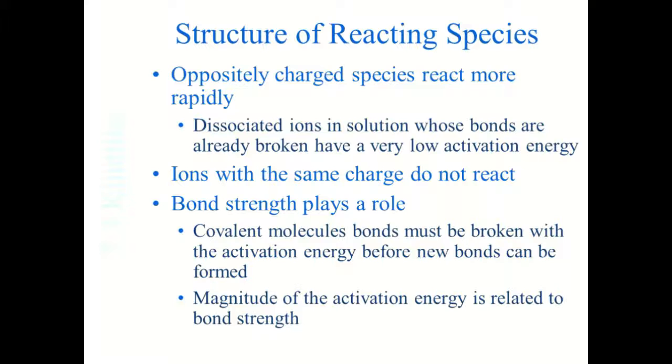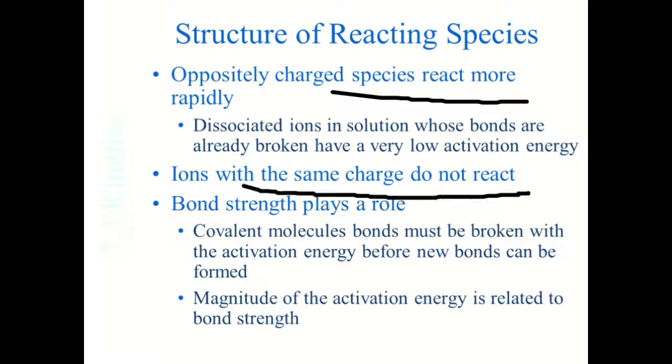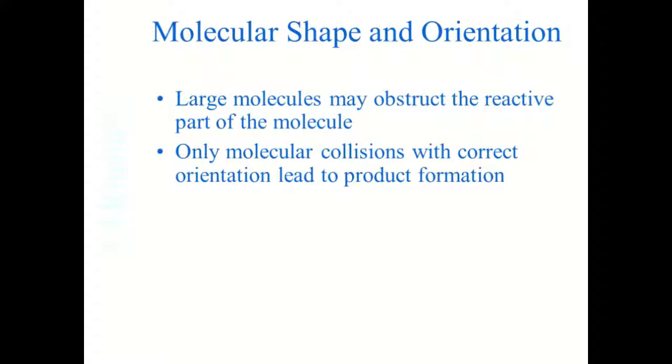Okay, structure of reacting species. Now let's go over each of these 6 states. Structure. What do we mean by structure? Well, if they're oppositely charged, are they likely to come together and collide? Okay, we have 2 positive charges. Are they going to collide? 2 positives repel. A positive and a negative collide. So if they're charged, you want opposites. That's when they're likely to collide. So ions with the same charge do not react, because what benefit do they have even coming close to each other? Nothing. Right? Bond strength. Covalent molecules have very strong internal bonds. Those need to be broken.